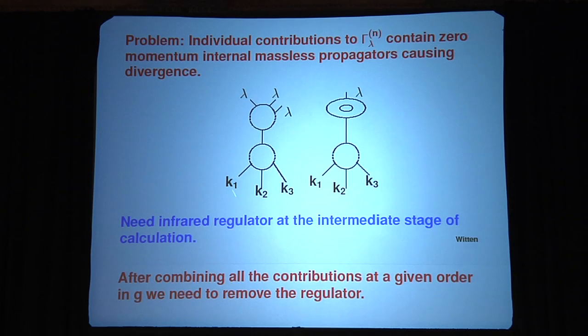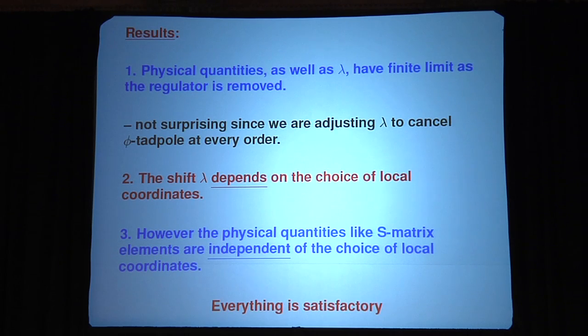And this intermediate infrared regulator introduces dependence on the choice of local coordinates that you use for gluing at these punctures. And after combining all the contributions at a given order, you have to remove the regulator. And here are the results that we find.